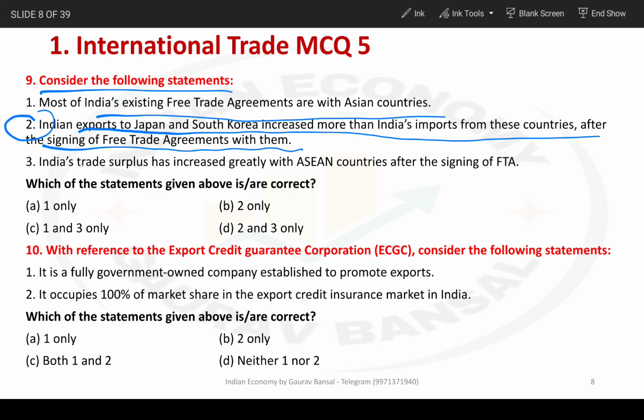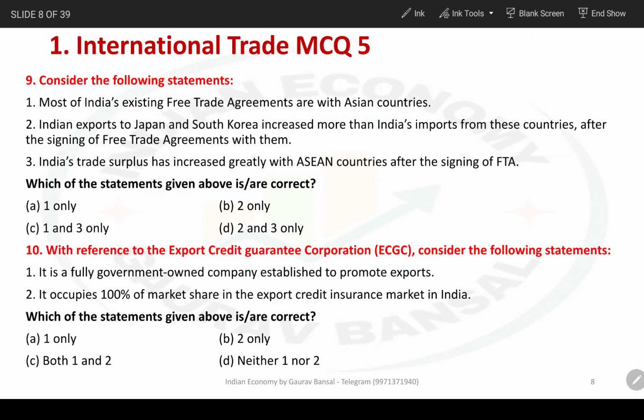India's trade surplus has increased greatly with ASEAN after signing FTA. This is also wrong. In fact, we suffered an increase in trade deficit with ASEAN after signing FTA. So FTAs have not proved very beneficial for us. That is unfortunate. FTA, CECA, CEPA, all these have not been very beneficial. So now India is actually considering that we should negotiate the agreements again, and we made some mistakes, we should take care of them next time. So in this case, the answer is 1 only.